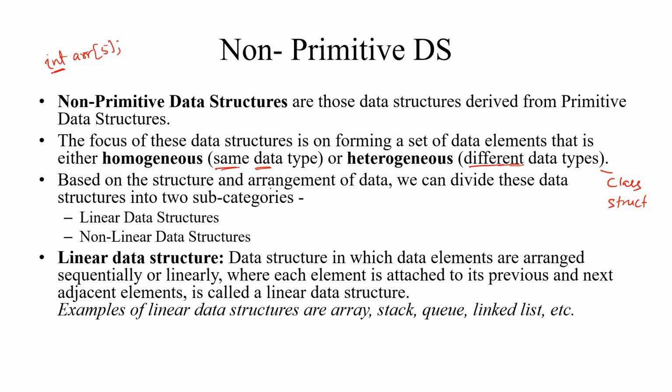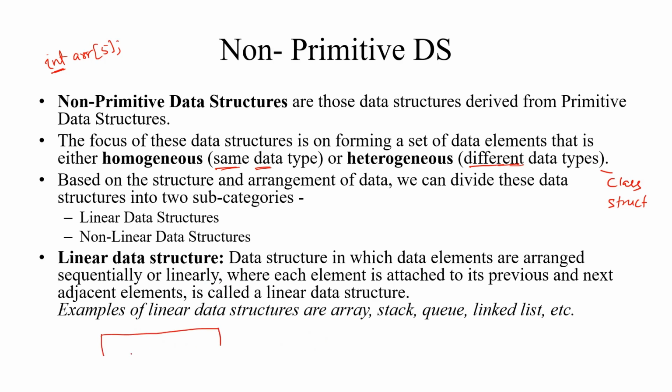So based on the structure and arrangement of data, we can divide these data structures into two subcategories: linear and non-linear. Linear data structures are sometimes arranged as sequential data structures. These are data structures in which data elements are arranged sequentially or linearly, where each element is attached to its previous and next adjacent element. This type of data structure is called a linear data structure.